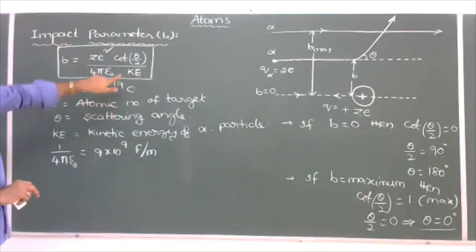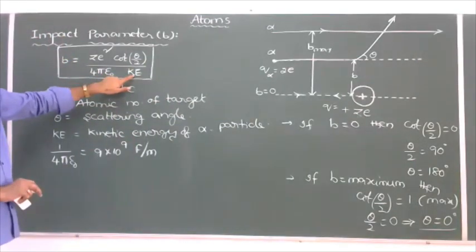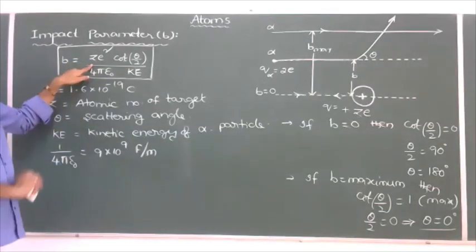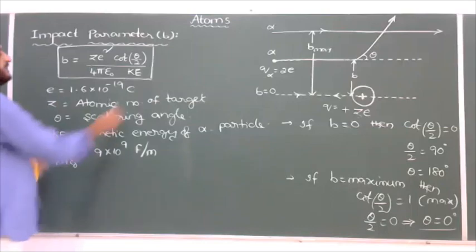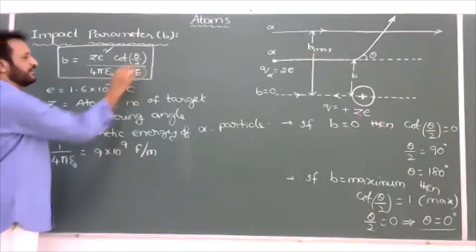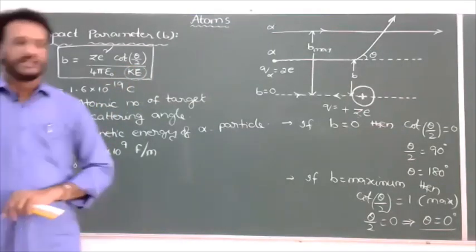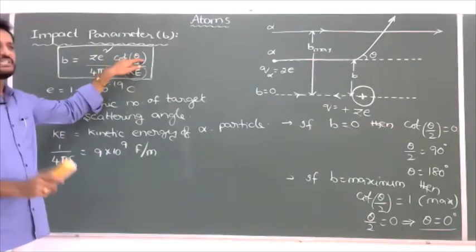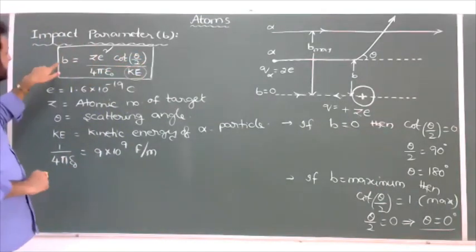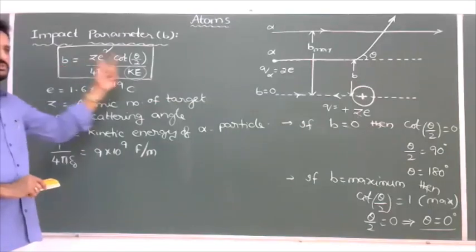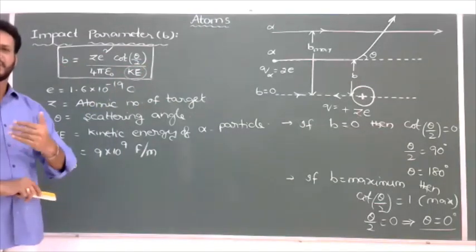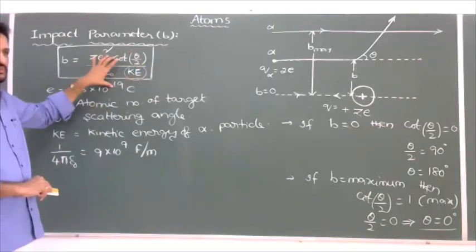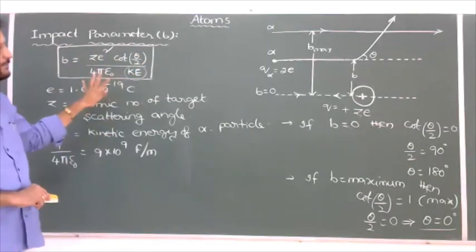So if the kinetic energy of the alpha particle is given and the atomic number of the gold nucleus is given, we can calculate the impact parameter also. For example, the kinetic energy of the alpha particle is equal to 5 mega electron volt, and the alpha particle is moving with an angle theta equal to 60 degree. Then what is the impact parameter? We can substitute and calculate, but you have to use the logarithm book. You should calculate the cot theta by 2 value, substitute, and calculate. That is about impact parameter.